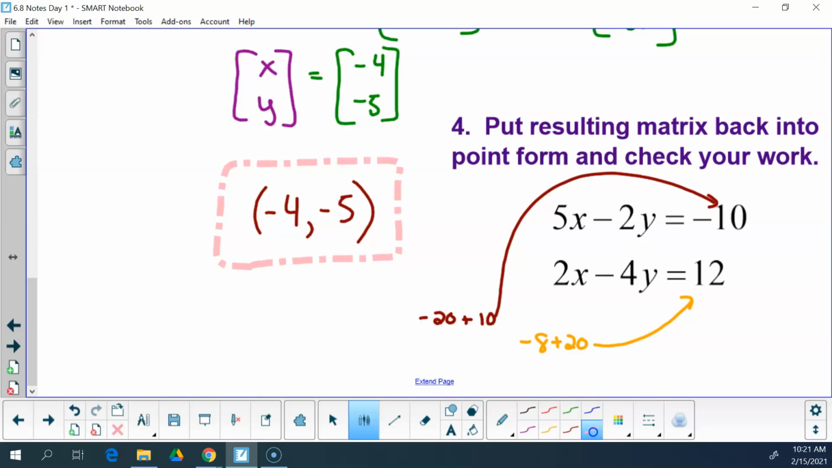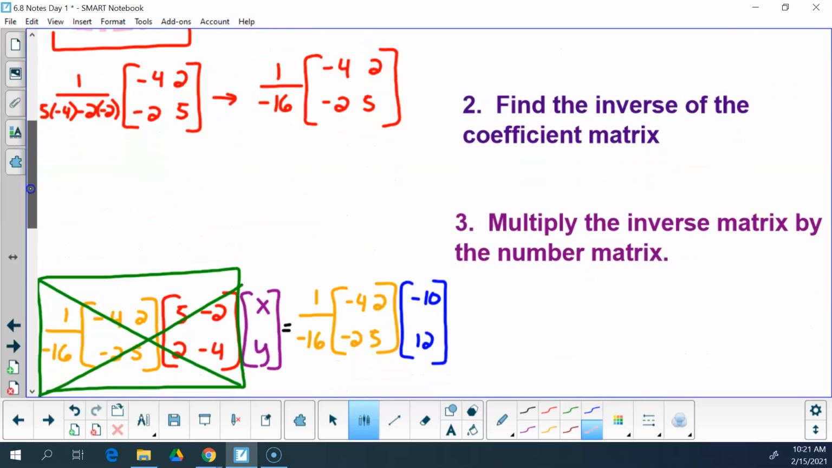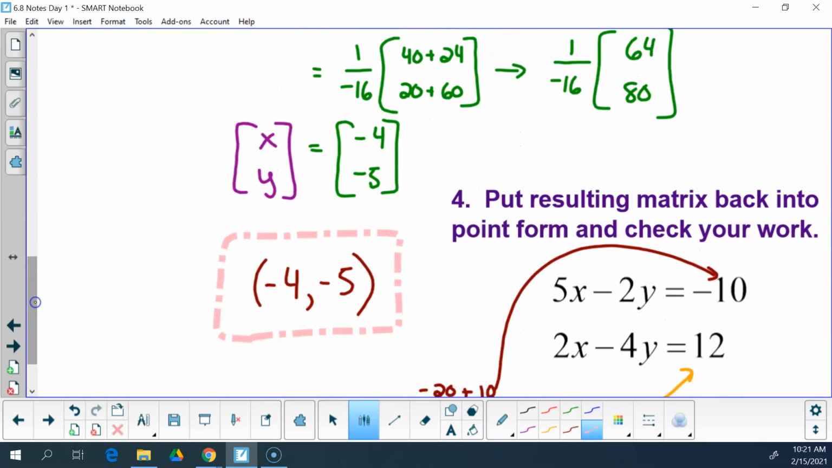Now, you may be saying to yourself, that was much longer than we normally would have done. And I'm going to say yes, because it was our first time through. But it also is much easier the second time, because you just find the inverse of your coefficients matrix, multiply it by the numbers matrix, boom, done. And it works on 3x3 systems, it works great. On 4x4 systems, it's the only way to do it. On anything higher than that, it's the way to do it.